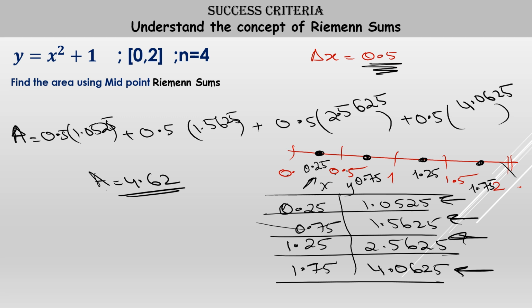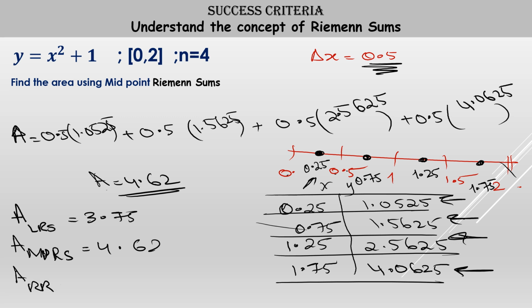Now if you remember, the area with the left Riemann sum was 3.75, right? In our case, the area for the midpoint Riemann sum is 4.62 and the area with the right Riemann sum was 5.75. So the most suitable area in our scenario is the left Riemann sum. So this is the whole concept of the Riemann sum when some equation is given to you.